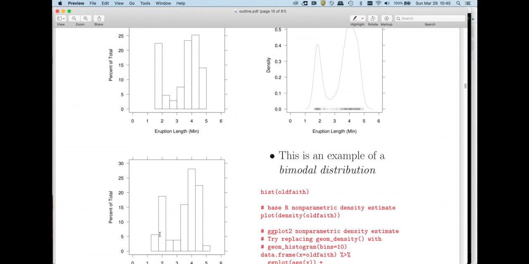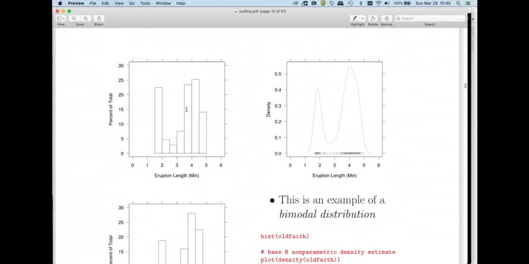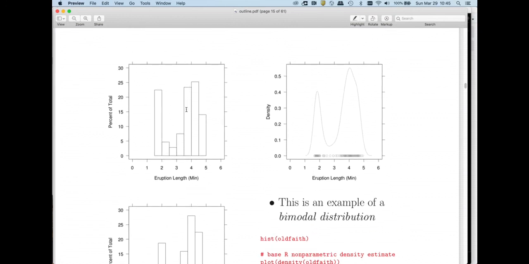A different way to do this is to have a moving bin, where you can think about a sliding window that I use to determine the height of this curve. And that's the basic idea of a non-parametric density estimate. So this is an example of a non-parametric density estimate.